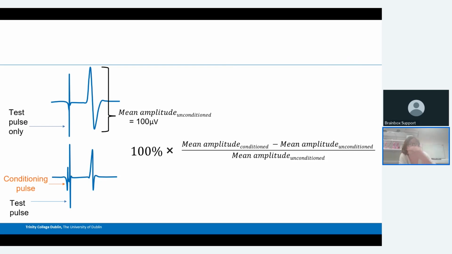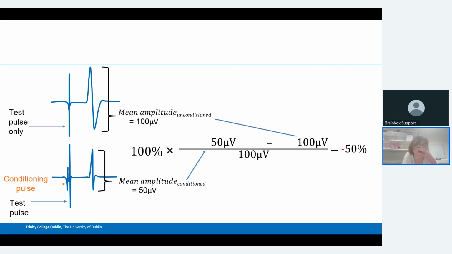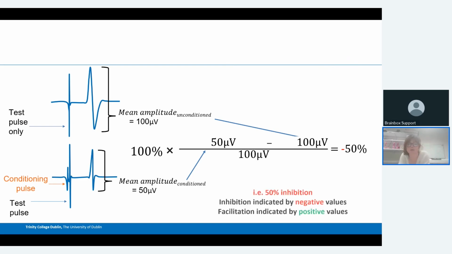Then we look at our EMG where we've applied 2 pulses, so the conditioning pulse and then the test pulse. So we have 2 pulse artifacts here, and then our biphasic motor evoked potential. And say we look at the average amplitude here, and it's only 50 microvolts. So it's about half of what it was when there was no conditioning pulse. So we plug that in to our formula, and what we see is that we get a value of minus 50%. So the MEP amplitude on average is 50% smaller. And that's what we quantify as 50% inhibition due to the conditioning stimulus.